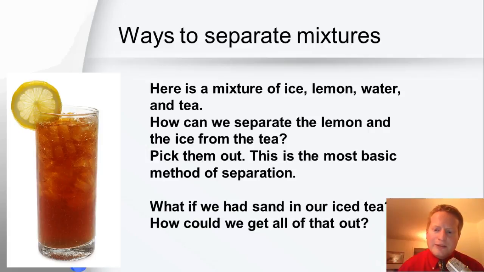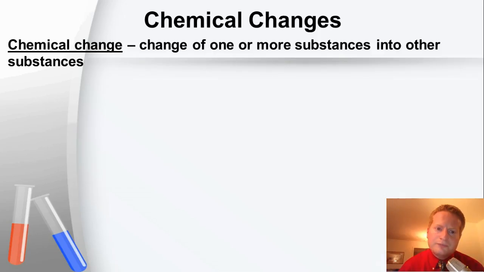What if we had sand in our iced tea? So think about that. How could we get the sand out of our iced tea? Well, we could filter that. Filtration. So that's another form of physical change. After the filtering, the sand that was in the iced tea is still sand. We didn't change its identity at all. And the iced tea is still the same. So that's a physical change.